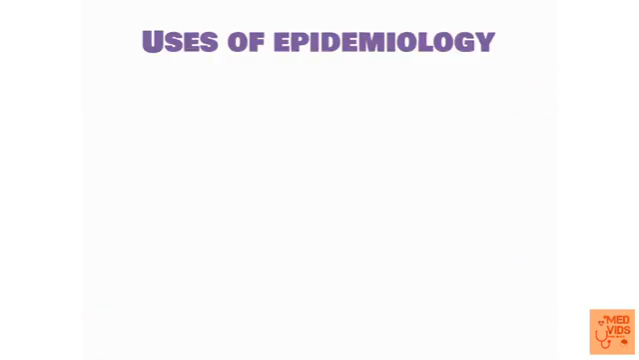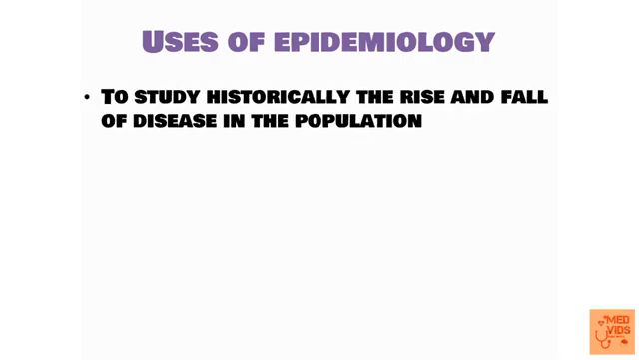So the uses of epidemiology. There are 7 uses of epidemiology which has been described by Morris, and we'll see the uses of epidemiology. The first use is to study historically the rise and fall of disease in the population. It also helps in community diagnosis. When we carry out studies in community about the distribution of diseases and the people who are affected, we'll be able to identify multiple cases in the community, and we'll be able to identify the etiological factor more easily.